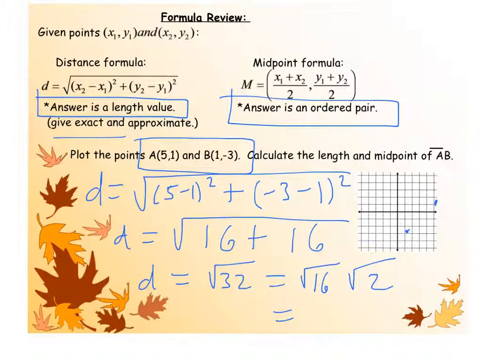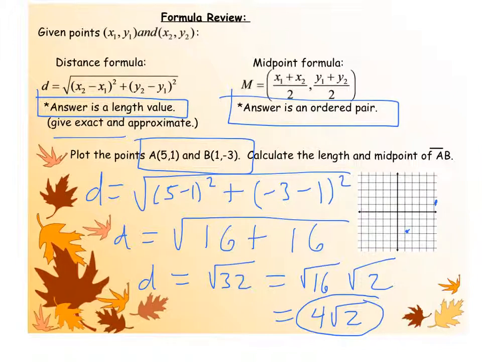That was really all about pulling out a factor of 16. 16 is a very special factor. It's a perfect square. The square root of 16 simplifies to 4. Nothing I can do with 2. That's a fully simplified answer in its exact form. 4 square root 2. So that would be the exact distance in between.